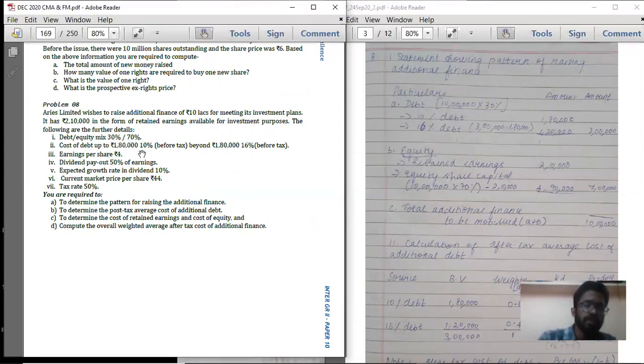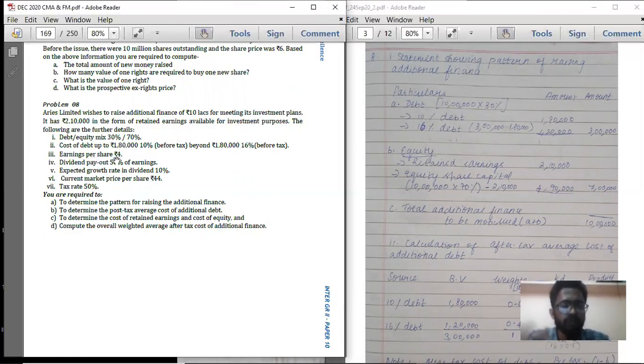Below that, cost of debt up to 1,80,000 is 10%. So total 3 lakhs debt you are raising. Out of that, 1,80,000 is 10% debentures. Remaining 1,20,000 is 16% debentures. Anything beyond 1,80,000 is 16%. So total debt is 30%, that is 3 lakhs. Out of the 3 lakhs, 1,80,000 is 10% debentures and the remaining 1,20,000 is 16% debentures.